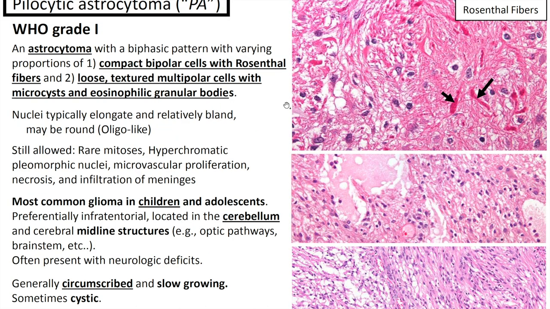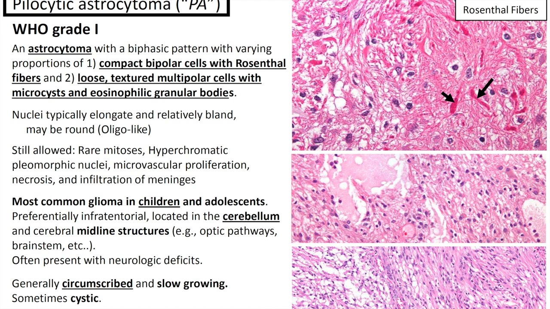Next up, we've got pilocytic astrocytoma, or PA. So this is a WHO grade 1 lesion. It's an astrocytoma with a biphasic pattern with varying proportions of compact bipolar cells with Rosenthal fibers, which is what we see over here. These eosinophilic rod-shaped fibers, Rosenthal fibers, and has loose textured multipolar cells with microcysts and eosinophilic granular bodies.